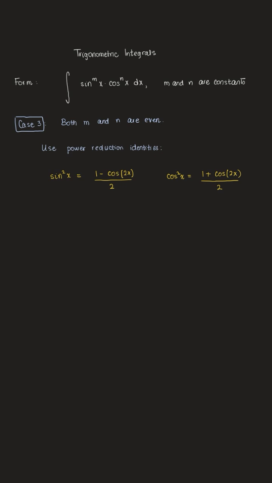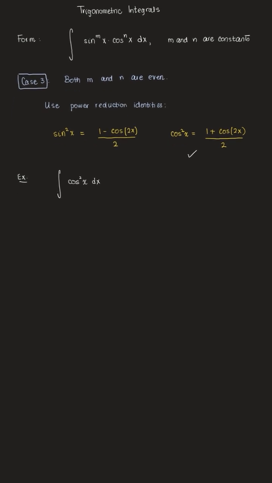And let's first look at the integral. We'll start easy, just to illustrate the process. We'll just start with the integral of cosine squared x dx. So here we just have an even power of cosine, so I'm going to be using this identity and just replacing cosine squared with 1 plus cosine 2x over 2.